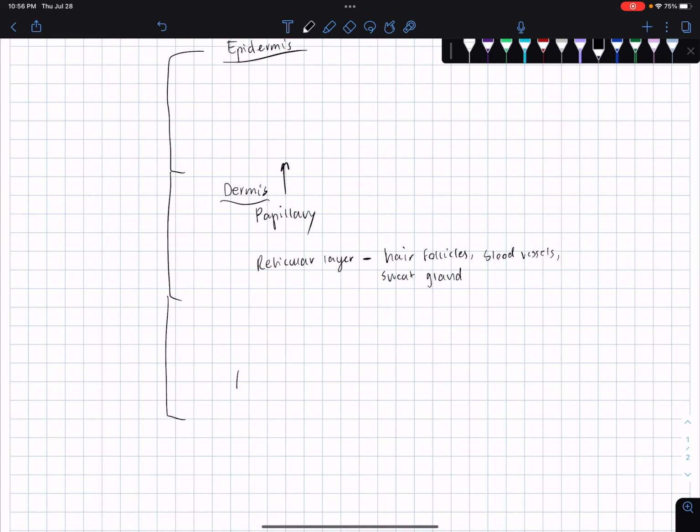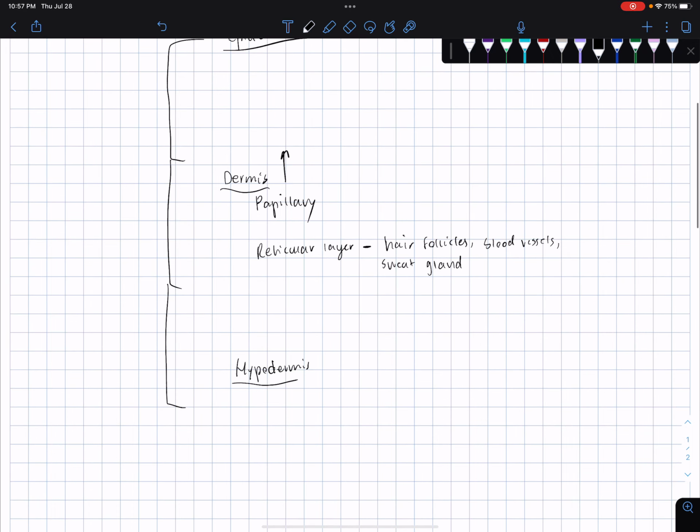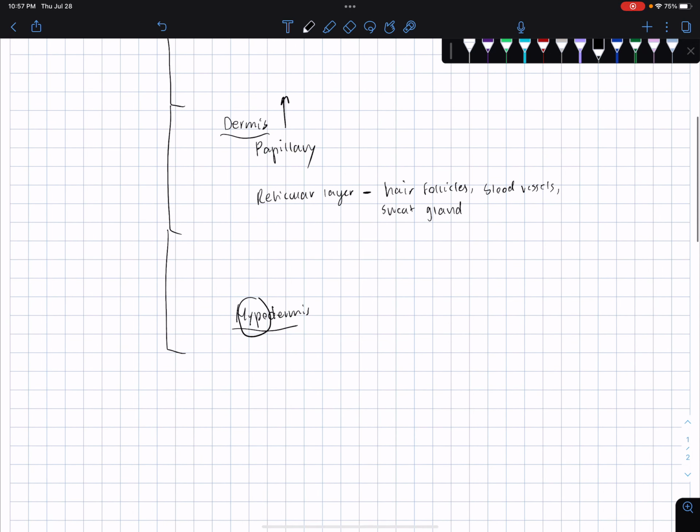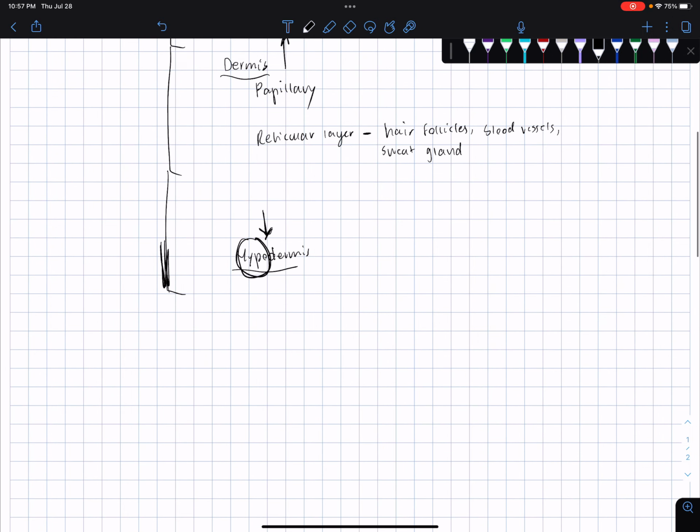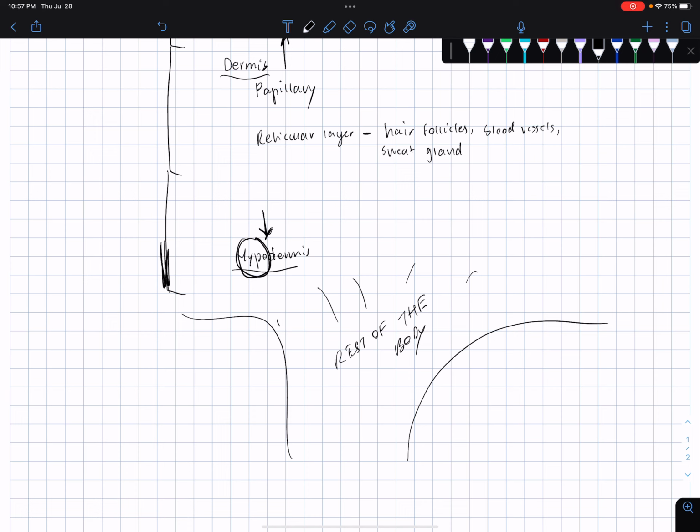And finally, all the way down here at the bottom, the innermost layer of our skin is the hypodermis. You can think of hypo as being less or down. So hypo means the lowest skin layer. So the hypodermis is what connects our skin to the rest of the body. It's connecting our skin to the rest of the body, connecting everything together. So naturally, it is composed of a large amount of connective tissue.